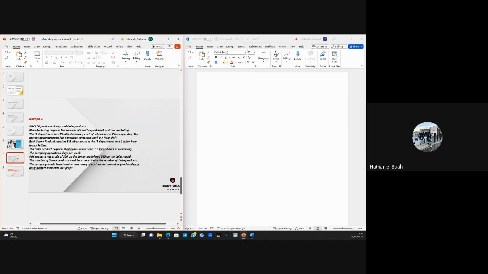The company operates 5 days per week. ABC makes a net profit of $50 on the Sony model and $65 on the Cello model. The number of Sony products must be at least twice the number of Cello products. The company wants to determine how many of each model should be produced on a daily basis to maximize net profit.